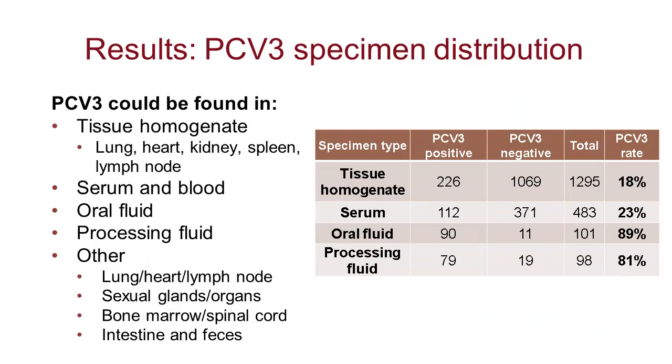PCV3 was found in our specimens as follows. We have tissue homogenates, which are a combination of lung, heart, kidney, spleen, and lymph node. We found PCV3 in serum, blood, oral fluid, and processing fluid. In other tissues, such as individual lung, heart, lymph node, sexual gland organs, bone marrow, spinal cord, intestine, and feces. The majority of samples are tissue homogenates, serum, oral fluid, and processing fluid. The oral fluid and processing fluid have a higher rate, perhaps because they are pooled samples, and this sample type is more sensitive than other sample types such as tissue homogenates or serum.